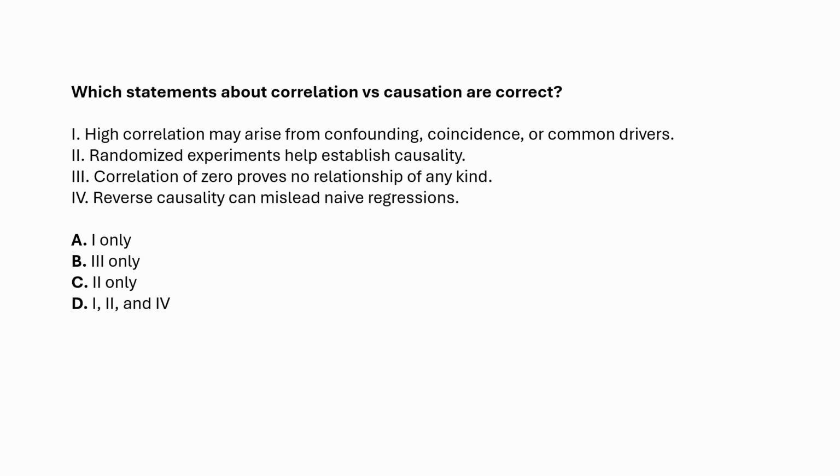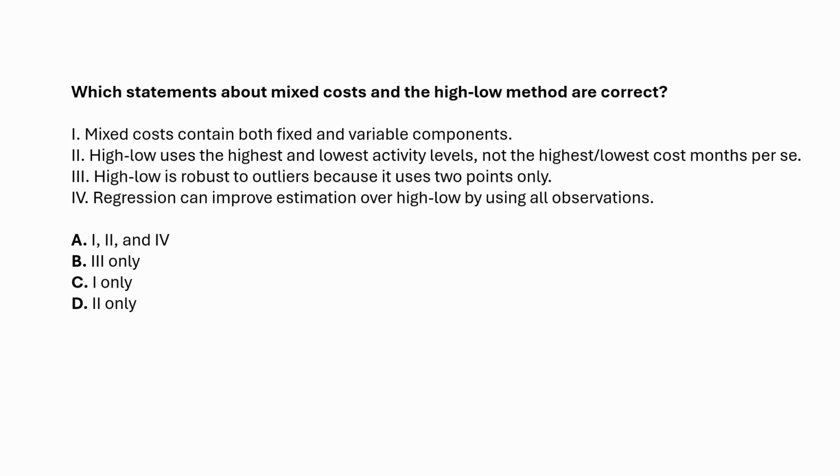Memory hook. Think of correlation as 2 people dancing. They might be dancing because one is leading, causality, or because there's a DJ playing music, common driver, or they just happen to sync up by chance, coincidence. And sometimes it even looks like the follower is leading, reverse causality. Final answer, D, 1, 2, and 4. Moving on to the next question.